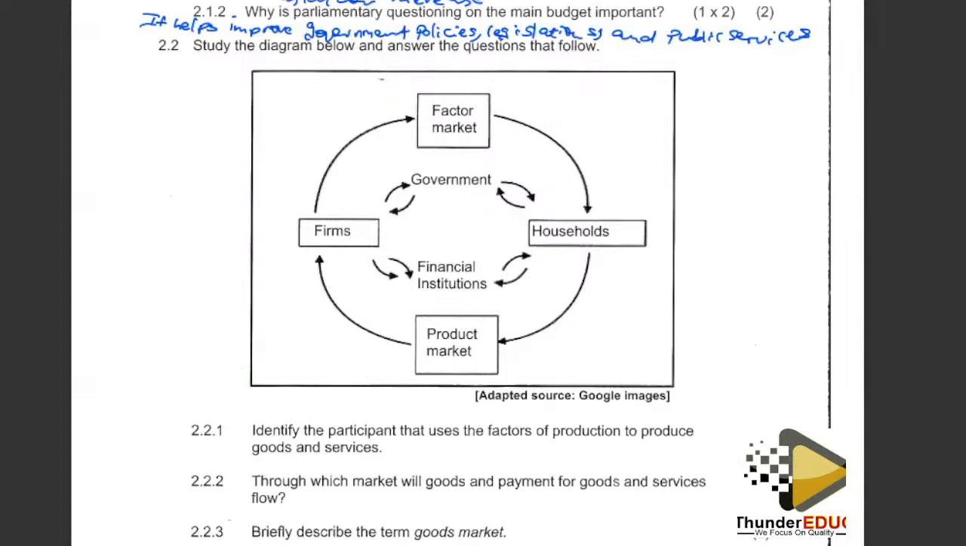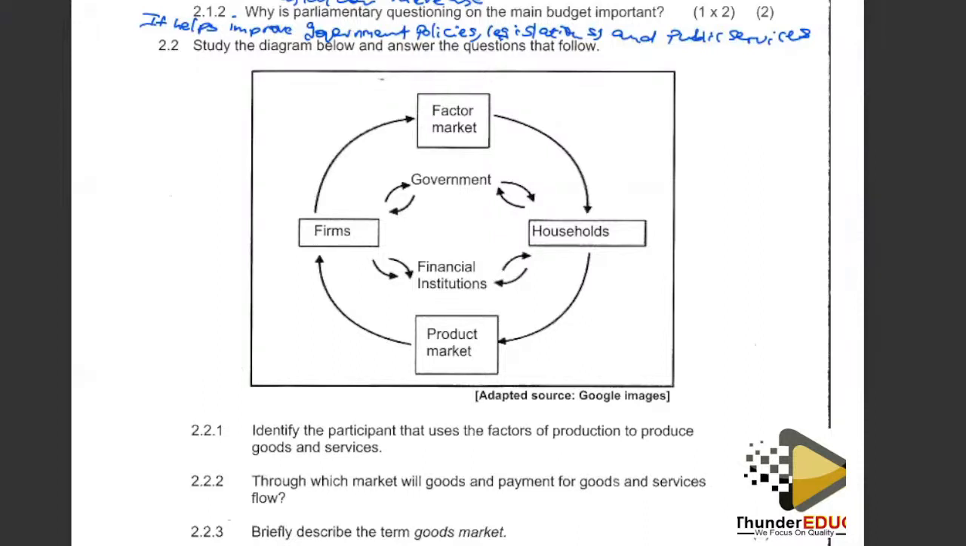Which factors of production are we actually referring to? We are referring to capital, meaning here capital being sold and bought. Also, we refer to entrepreneurship. Also, we refer to land. Also, we refer to labor. And also, we have the households. What do we mean by household? Households, we refer to one person or group of individuals who are sharing the same living arrangement.